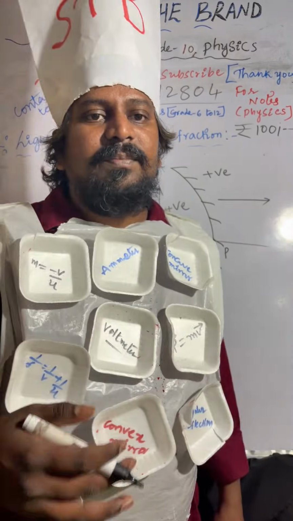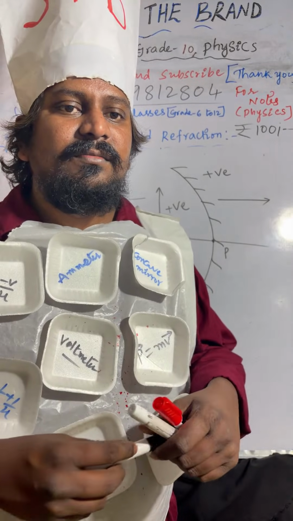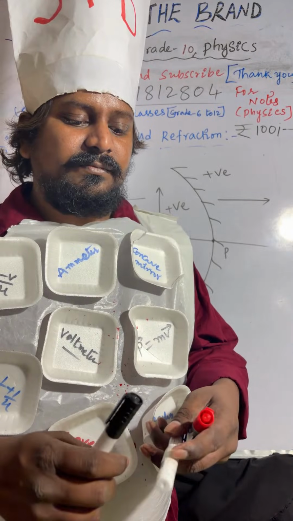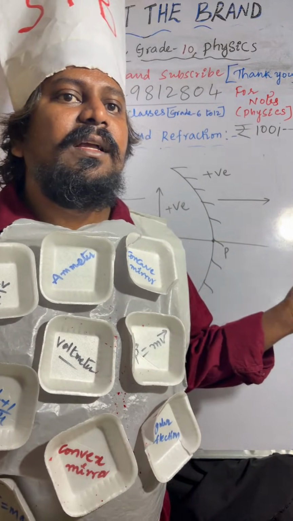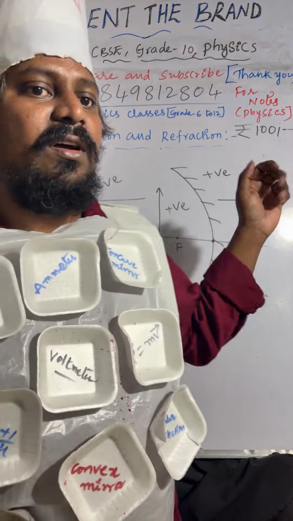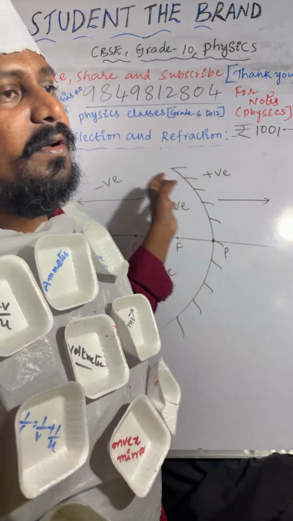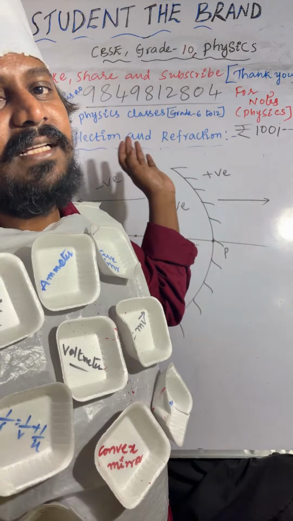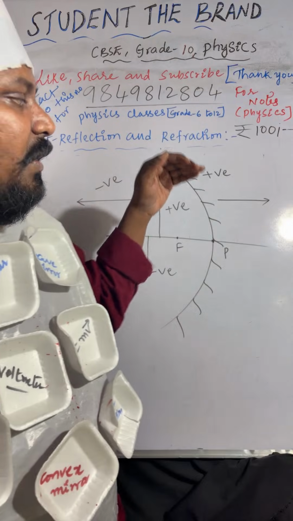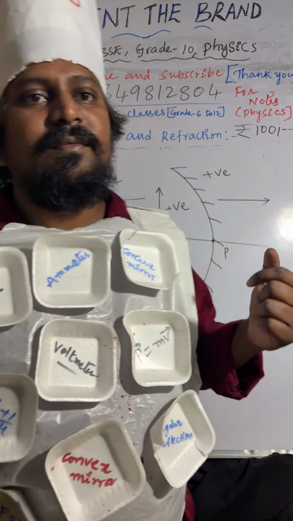All measurements will be taken from the pole. In the direction of incident rays, all are positive. Opposite to incident rays, all are negative. Above the principal axis, all are positive. Below the principal axis, all are negative.